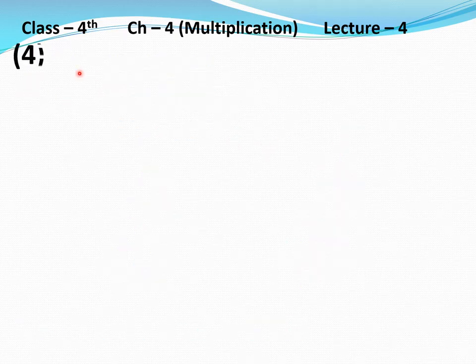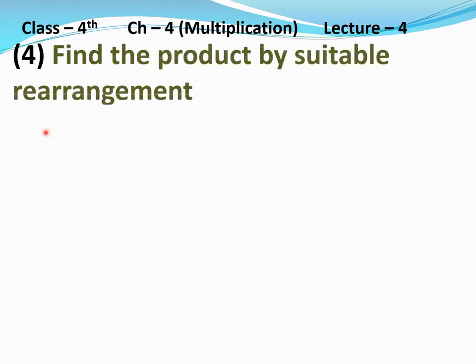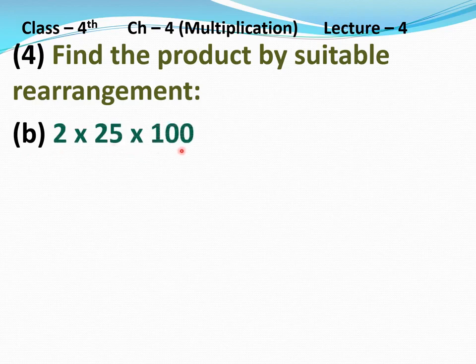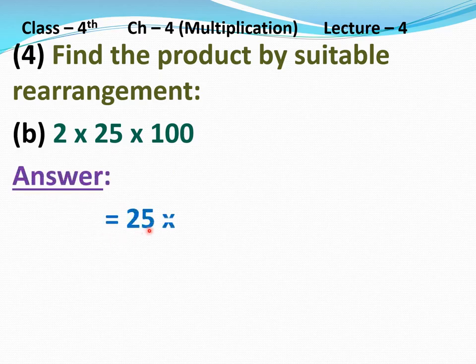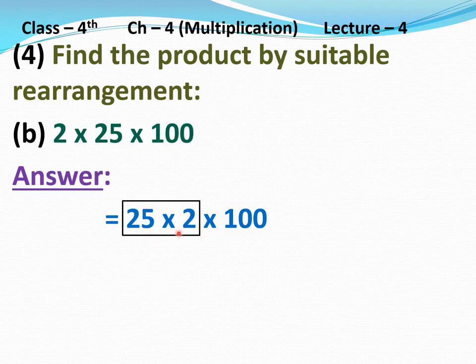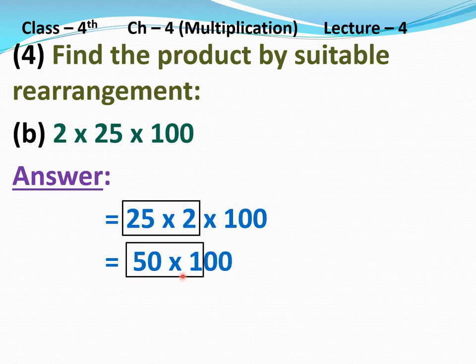Now question 4. Find the product by suitable rearrangement. B part. 2 multiply 25 multiply 100. First, we will rearrange these numbers. Write down answer equal to 25 multiply 2 multiply 100. First, multiply 25 by 2. See, 25 by 2 equal to 50. So, write down equal to 50 multiply 100. Now, multiply 50 by 1. See, 50 multiply 1 equal to 50 and then place 2 zeros to the right side of the product. So, write down equal to 5000. Thus, 2 multiply 25 multiply 100 equal to 5000. Okay.